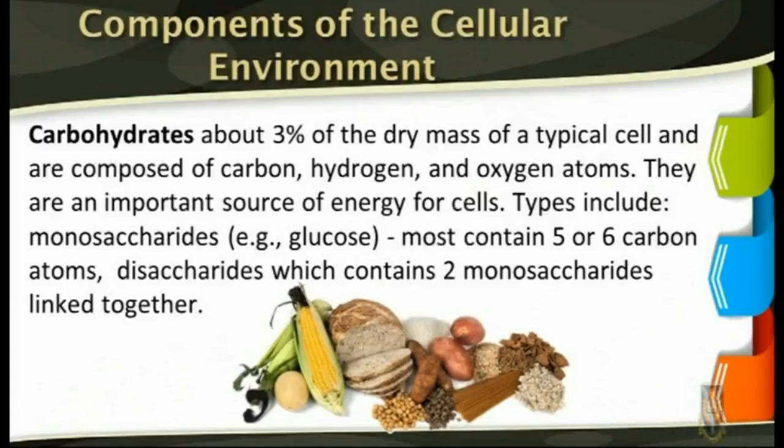Disaccharides, which contain 2 monosaccharides linked together. Examples include sucrose, a common plant disaccharide composed of the monosaccharides glucose and fructose. And lactose, or milk sugar, a disaccharide composed of glucose and the monosaccharide galactose. And polysaccharides. Polysaccharides have several monosaccharides linked together. Examples include starch, a common plant polysaccharide made up of many glucose molecules, and glycogen, commonly stored in the liver.